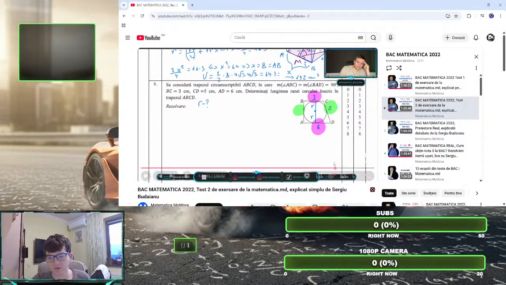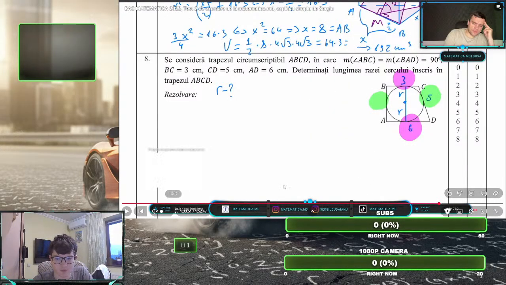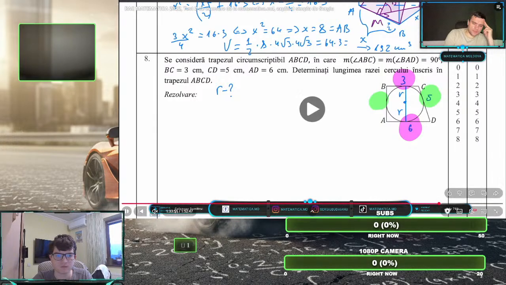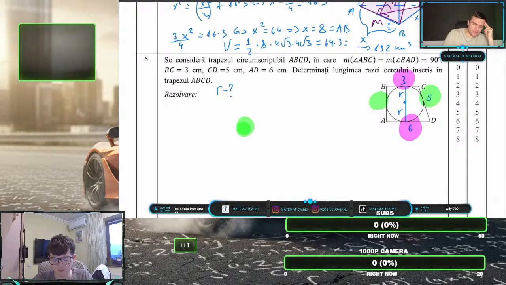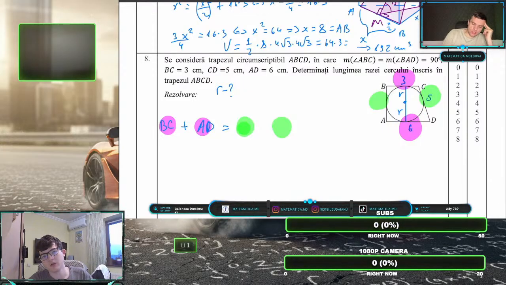Here it is. It's easier than I thought. Why? Because essentially AB is half of R, which we need to find. So we just need to find AB. That's based on a theorem: BC plus AD is equal to CD plus AB. So we just find that, halve it, and that's it. We know BC and AD. We don't even need to care about the angles.